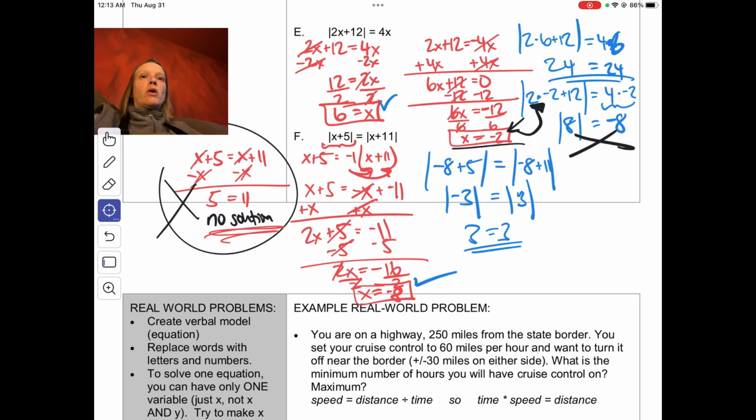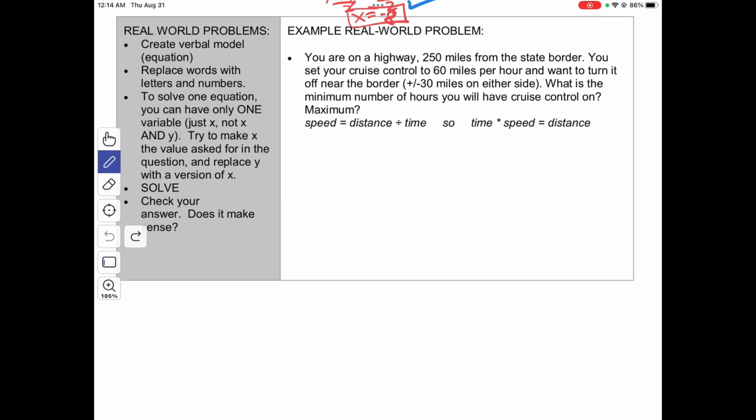Let's look at a real world example now, and see how to approach a problem like that. So, I'm on a highway 250 miles from the state border, and I set my cruise control to 60 miles per hour and want to turn it off near the border, whether I'm 30 miles this side of the border or 30 miles the other side of the border. I don't care. What is the minimum number of hours you will have the cruise control on? What is the maximum number of hours that you could have the cruise control on?